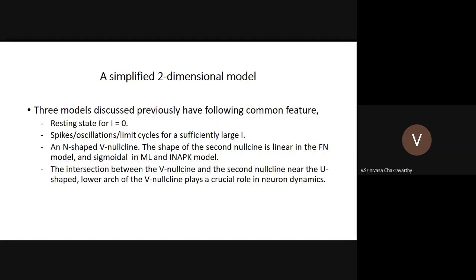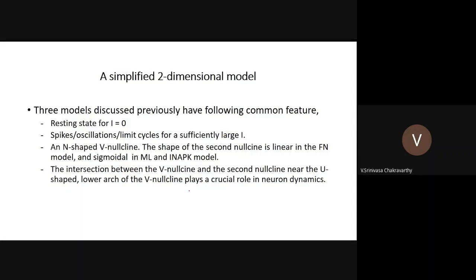There's a resting state for I equal to 0, and there it is excitable. With a sufficiently large current I, it shows limit cycles or oscillations or spikes, you can call it whatever. And it has two null lines: the N-shaped null line for V, and the second null line is either linear or sigmoidal. So that is a common thing.